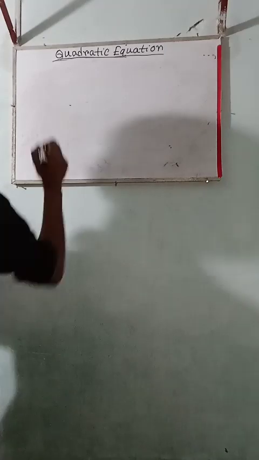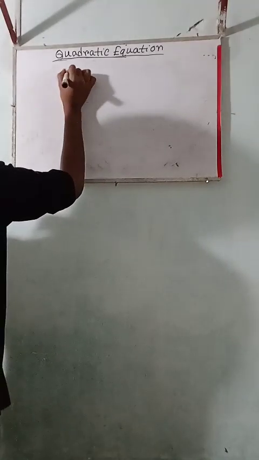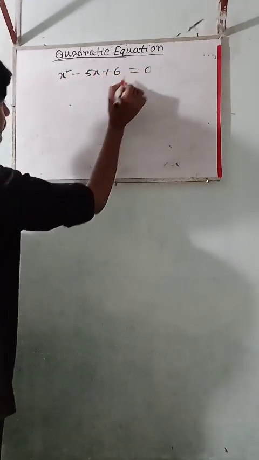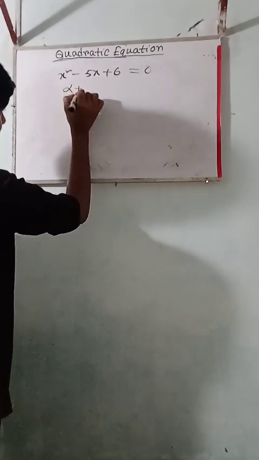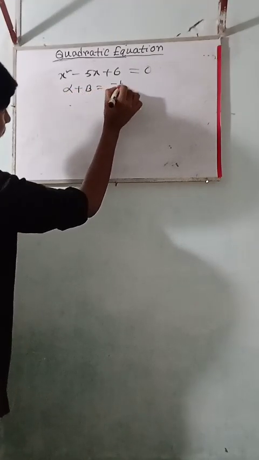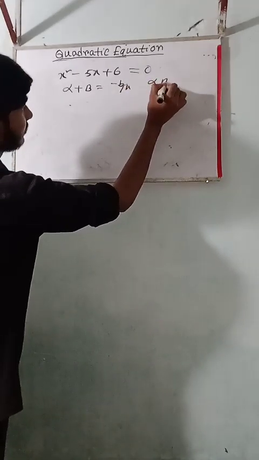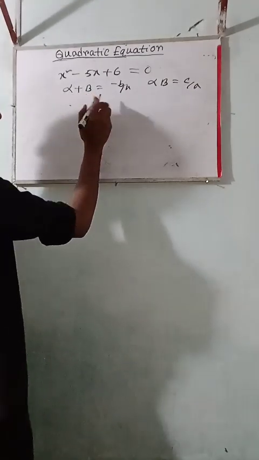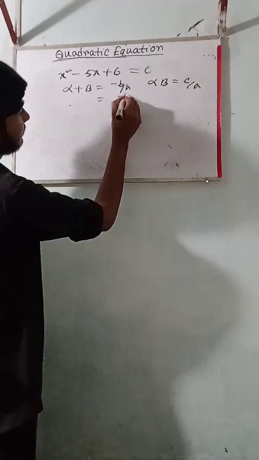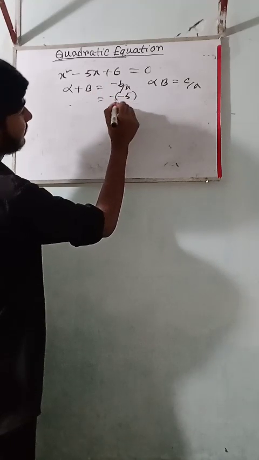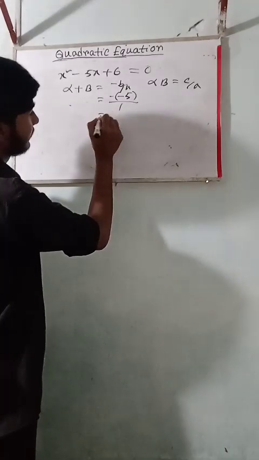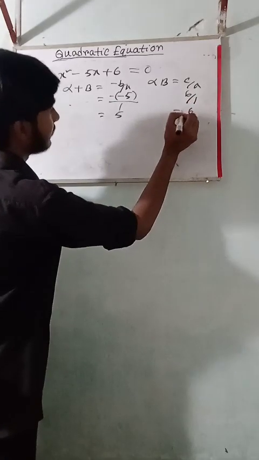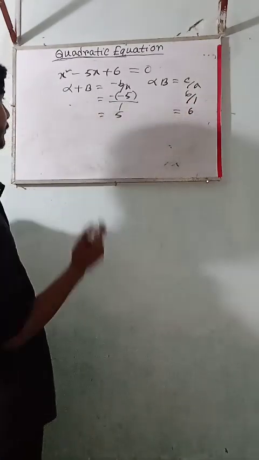Firstly, we have solved an equation that was like this: x square minus 5x plus 6 is equal to 0. Here alpha plus beta is minus b by a, and alpha beta is equal to c by a. Here minus b means minus of minus 5, divided by a which is 1, that means 5, and alpha beta is c by a, that means 6 by a, it is 6. So alpha plus beta is equal to 5 and alpha beta is equal to 6.